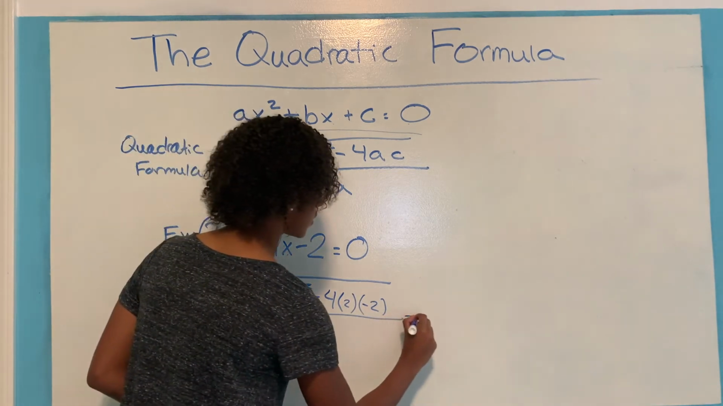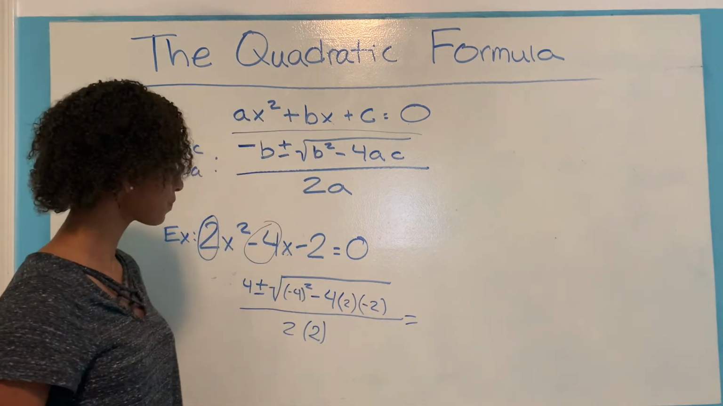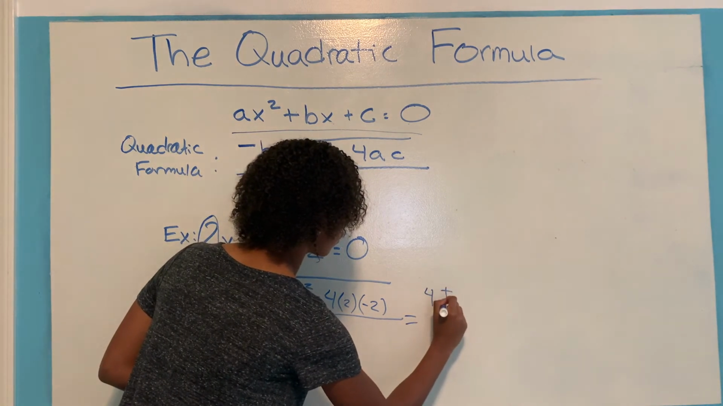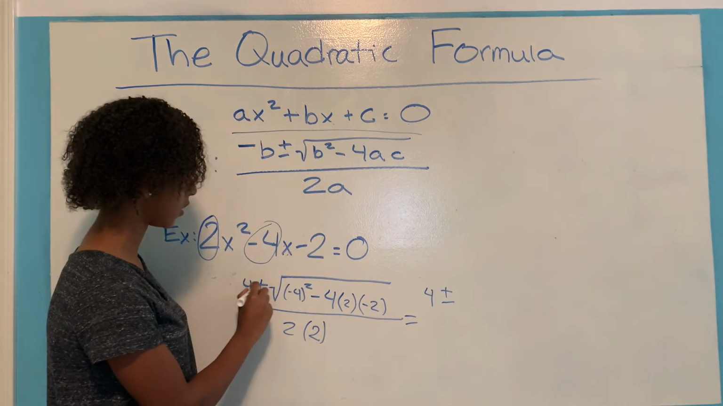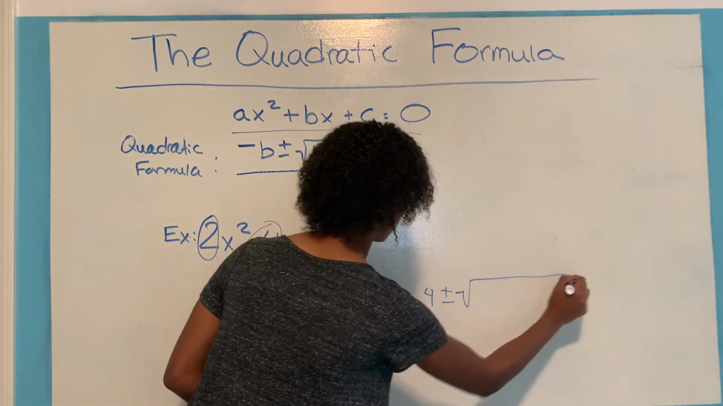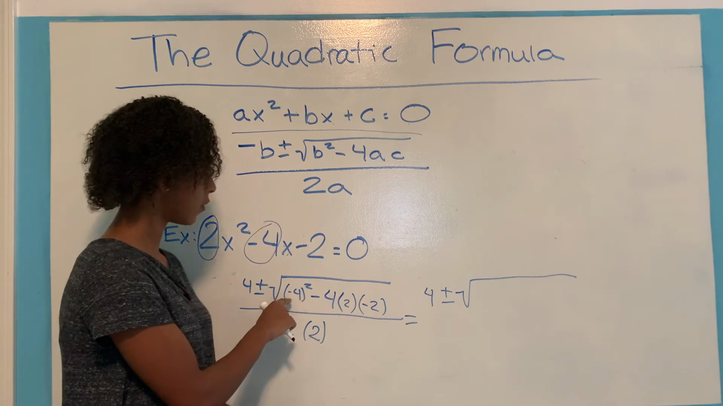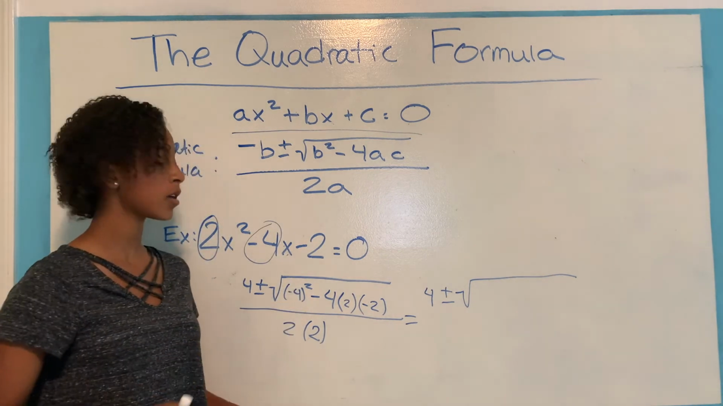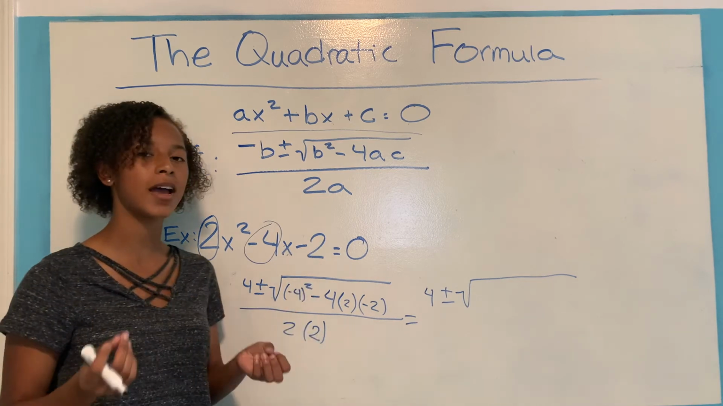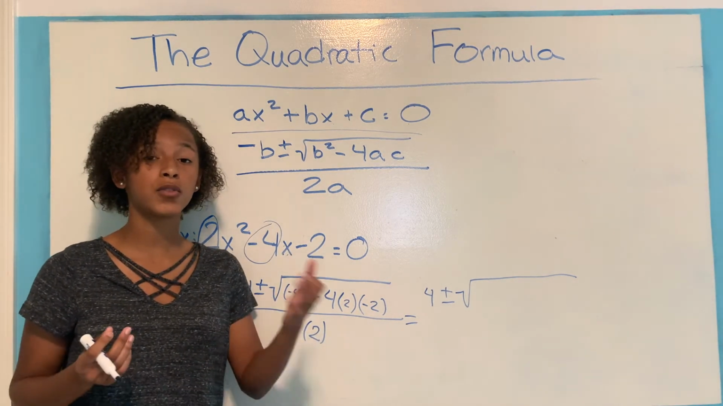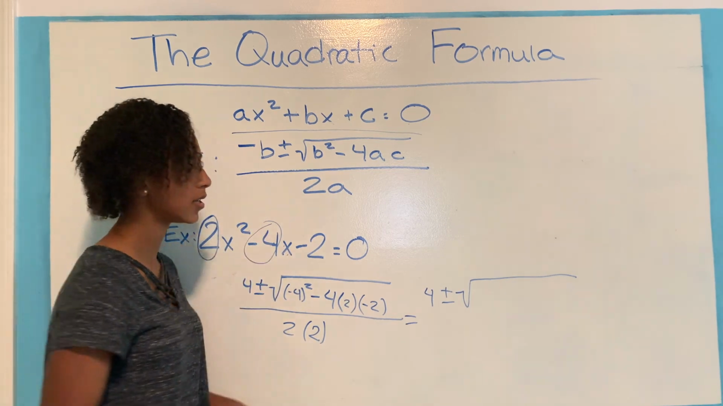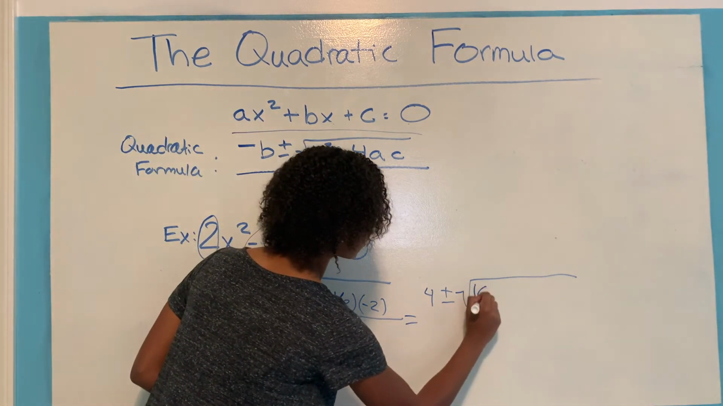And then let's start to simplify this a little bit more. So you have 4 plus or minus, as you see here, right? And then you're going to take the square root of negative 4 squared, and that would equal 16 because, once again, it's negative 4 times negative 4, and 2 negatives multiplied together equal a positive, so it would be positive 16. So you can put it right here.